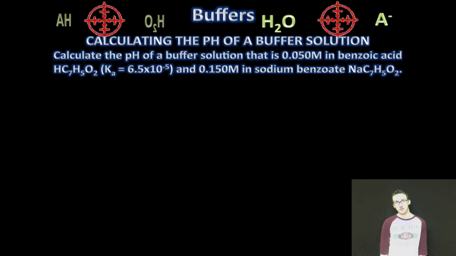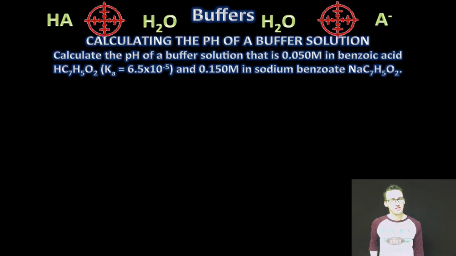As you take a look at the example that is on your screen and in your notes, we're going to calculate the pH of a buffer solution that is 0.050 molar in benzoic acid, and we're given the Ka value for benzoic acid, and 0.150 molar in sodium benzoate.